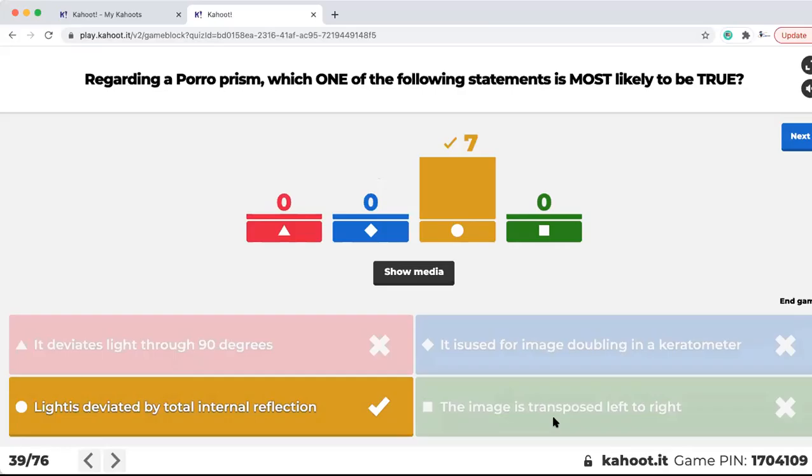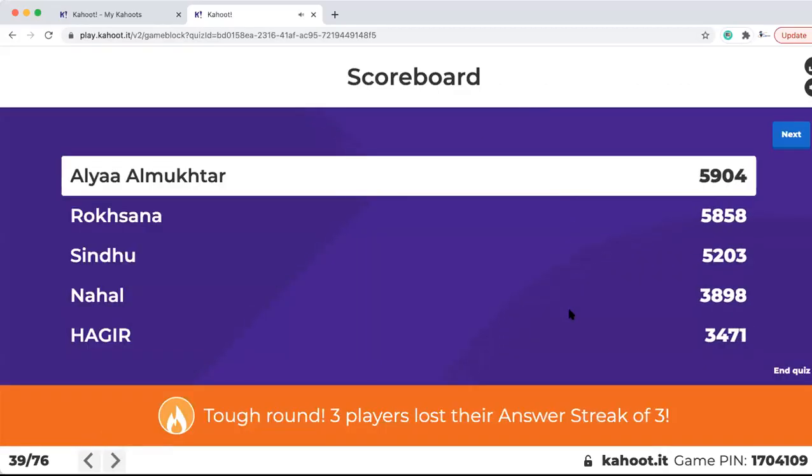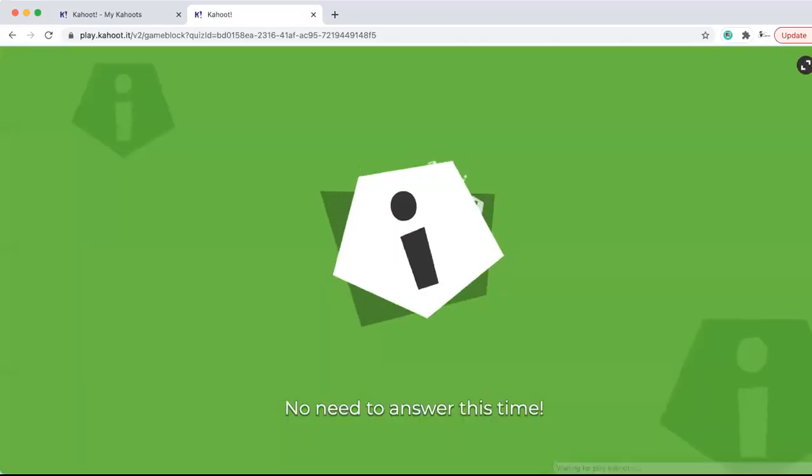Exactly, Dr. Roxana. It is the Dove prism. So that's correct. So let's see who got the right answer. Dr. is still keeping the same order. And this is a very tough round.